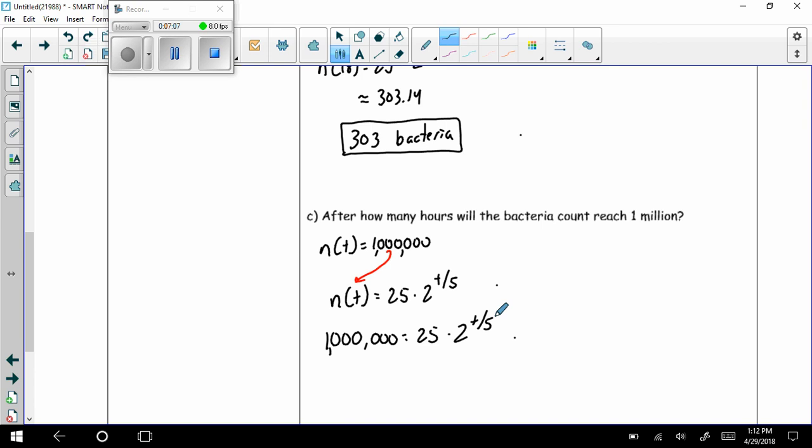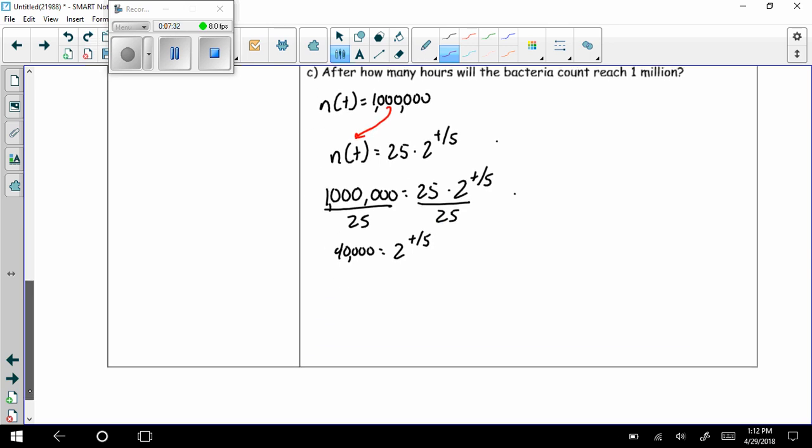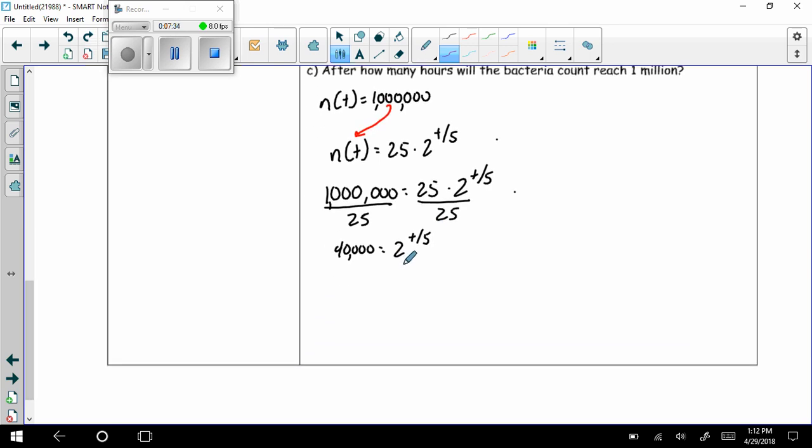It's a matter of breaking this up into pieces. I want to get to that t in the exponent. So my first step is going to be dividing by 25 on each side. If we divide by 25, that leaves me with 40,000 equals 2 to the t over 5. You're going to notice something that we do throughout, and that is keeping everything in the calculator till the last step. So if I want to get rid of that 2, I'm going to rewrite this whole thing in exponential form.